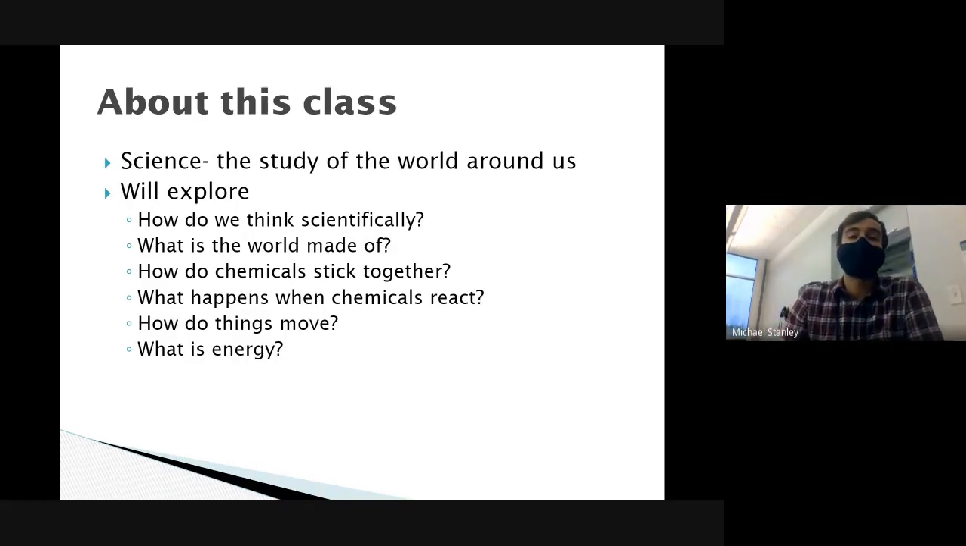So we're going to talk at the beginning about how we think like a scientist. How do we think about the world scientifically? What is all the stuff in the world made of? How do the different chemicals that are around us in the world stick together or make reactions with each other? And then how do things move around? How can we measure things that are moving throughout the world? So that's some of the basics about what this class is going to be about.